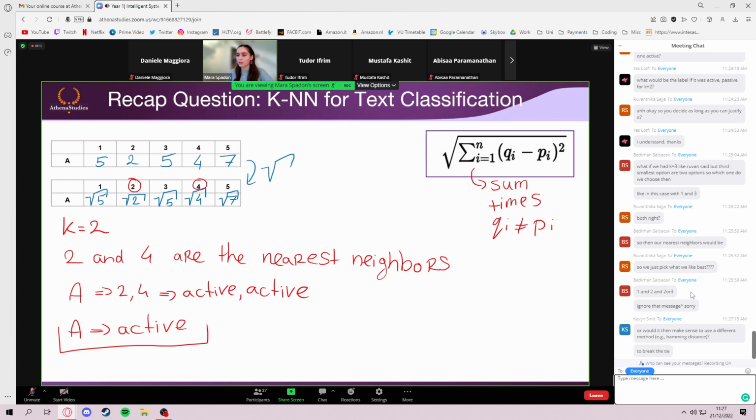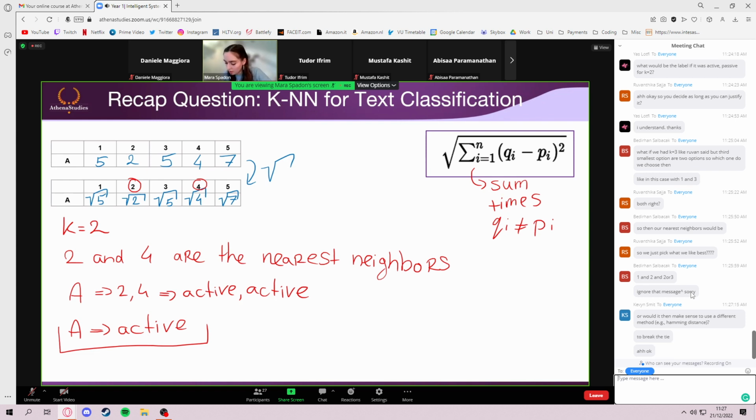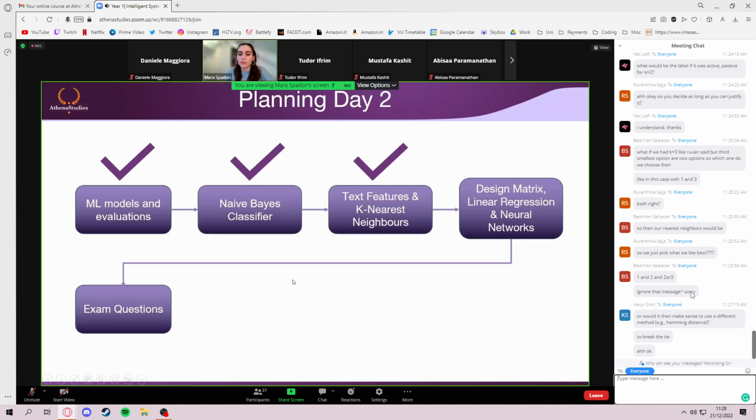So here I just sent something in the group chat where in B, I had 3 nearest neighbors, even when k was 2, because the value of 1 and 3 was the same. And there you can see 3 different ways that I broke the tie, basically. Okay. So that was the text features and k nearest neighbors.